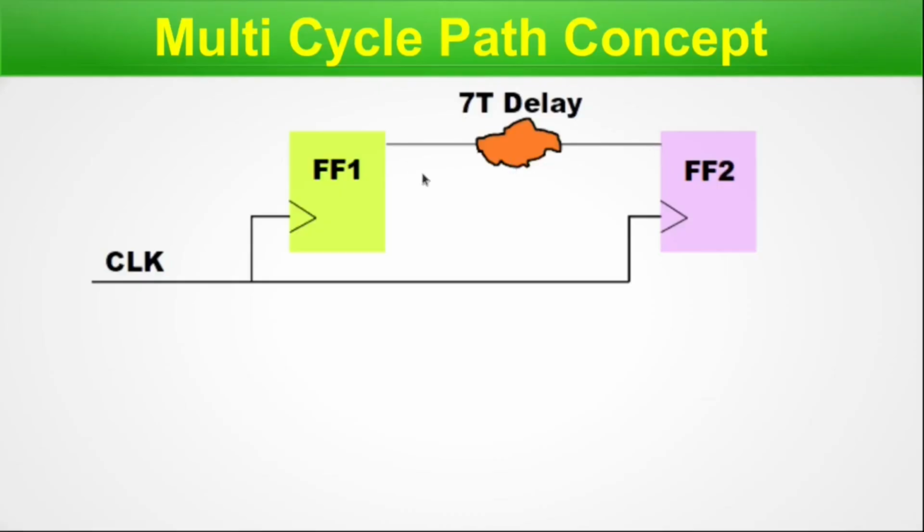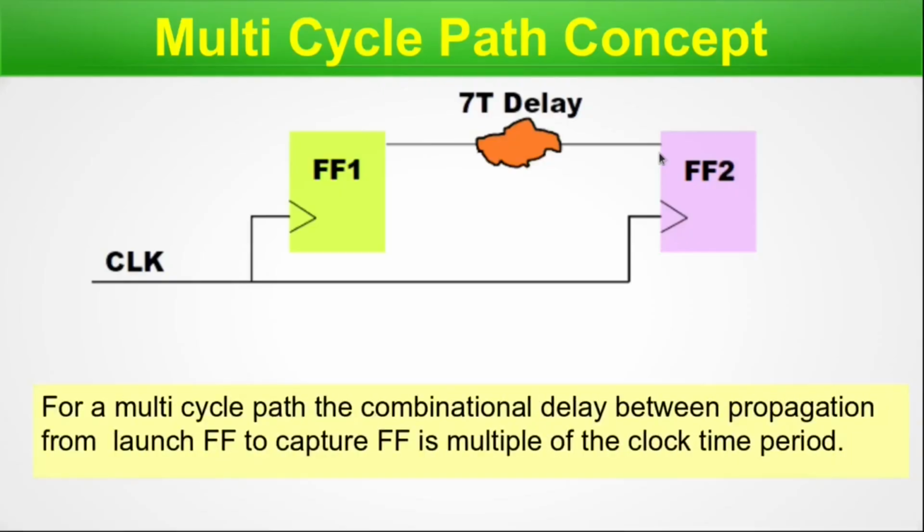So the path from the clock pin of flip-flop 1 to the data pin of flip-flop 2 is called a multi-cycle path. Let me bring up the definition. For a multi-cycle path, the combinational delay between the propagation from launch flip-flop to capture flip-flop is a multiple of the clock time period. So this is the concept of the multi-cycle path, and we are done with this particular slide.